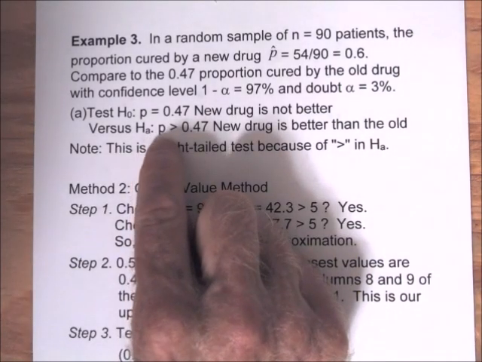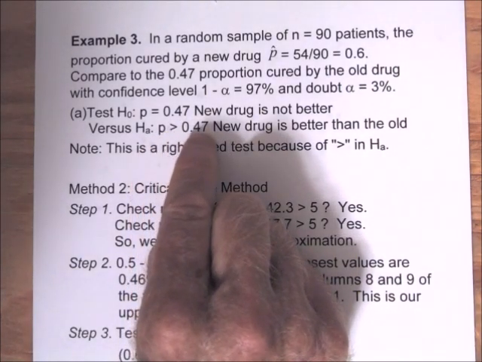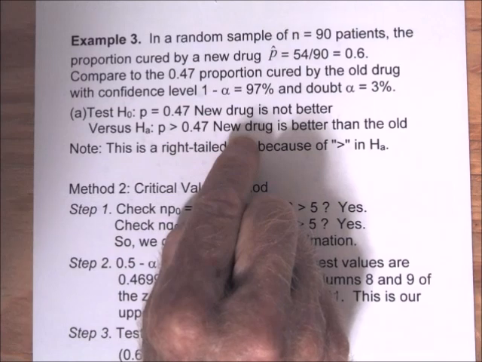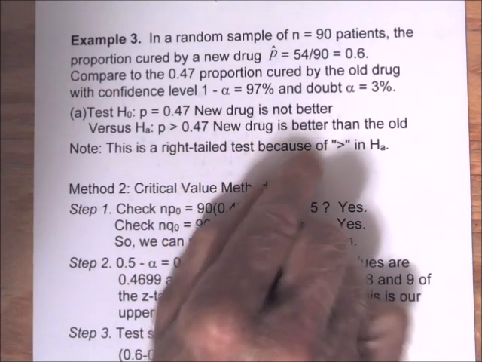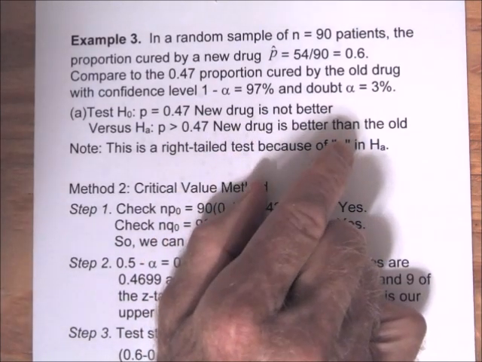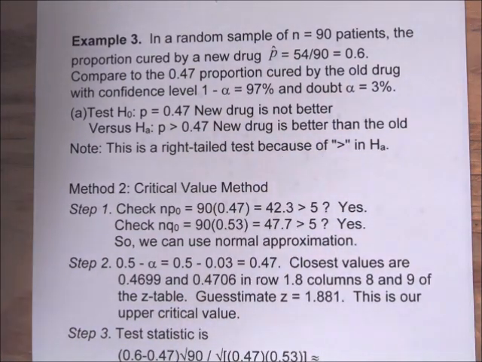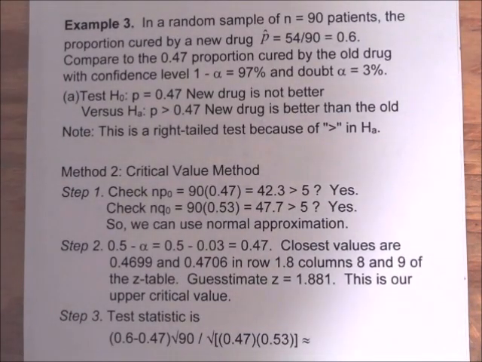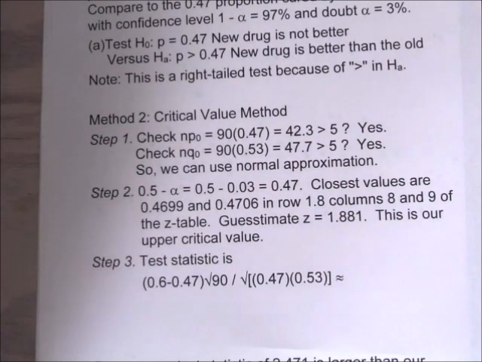So the alternative here, p is greater than 0.47. The new drug is better than the old. So it's a right-tailed test because of the greater than sign in HA. We're going to skip the confidence interval here. We'll just do the critical value method and the p-value method.